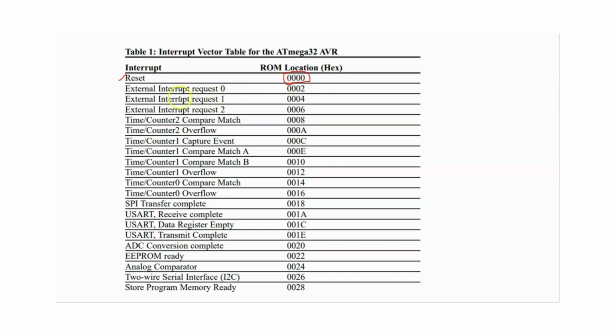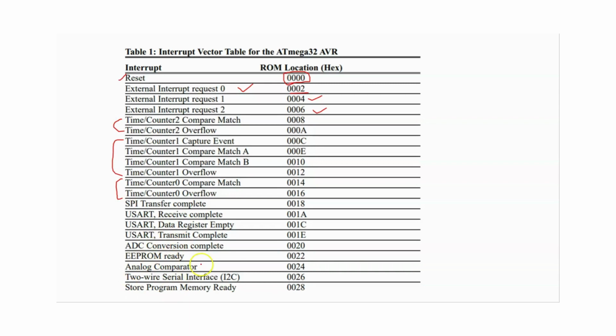So the same is the logic. Whenever external interrupt 0 occurs, the device should go to ROM location 0002, for interrupt 1 at location 4, and for interrupt 2 at location 6. Similarly, there are timer interrupts: 2 interrupts for timer 0, these 4 for timer 1, and these 2 for timer 2.